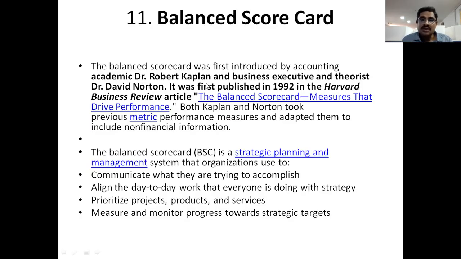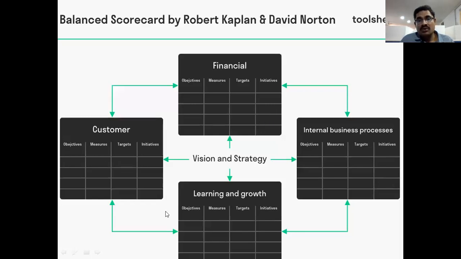Now coming to the second topic, balanced scorecard. Right. So here, the balanced scorecard is one of the techniques to improve our company's performance. It was introduced in a Harvard Business Review article. The balanced scorecard measures and drives performance. It was developed by Kaplan and Norton. They gave a model also. This is the model, given by Robert Kaplan and David Norton.